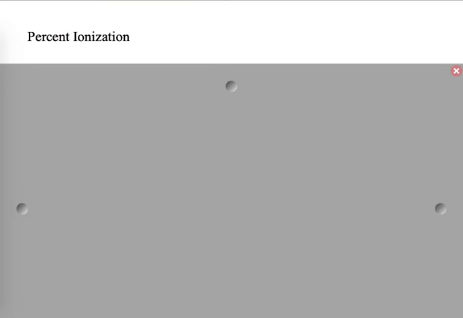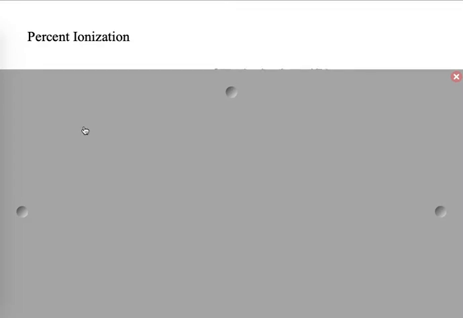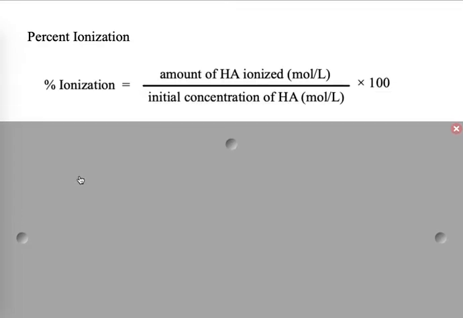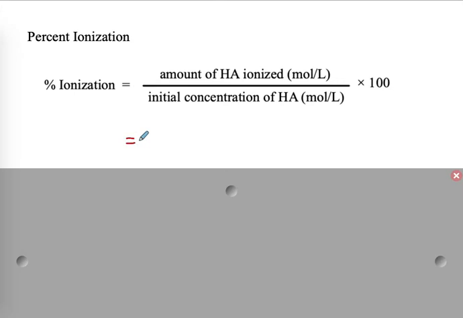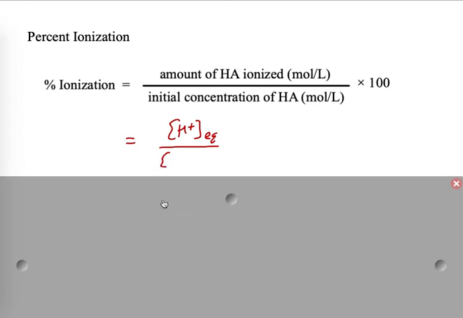Okay, this leads to the concept of what's called percent ionization. Percent ionization is another way to express the equilibrium condition. Once you've put an acid in water, once it's ionized and achieved equilibrium, you can express that equilibrium position in terms of concentrations or pH, but you can also express it in terms of percent ionization. And percent ionization is defined as the amount of the acid that's ionized at equilibrium in moles per liter divided by the initial concentration, also in moles per liter, times 100. So this essentially becomes the equilibrium concentration of hydrogen ion divided by the initial concentration times 100.